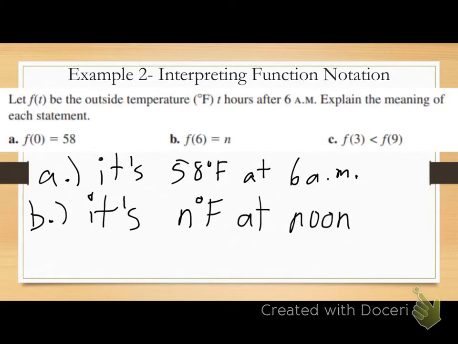It's 10 degrees Fahrenheit at noon. And that's what the statement's saying, right? So I interpreted it based on the information that I was given. Do I know what n is? No. But that's all the information I was given. That's all that I can say about it. Okay? Questions on B?